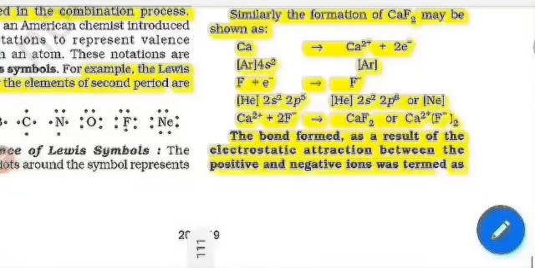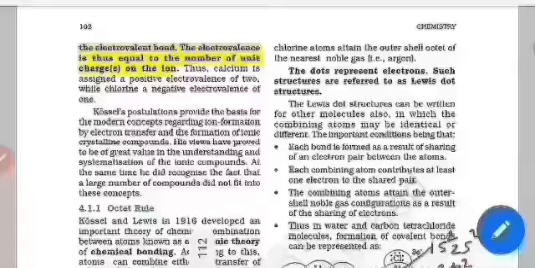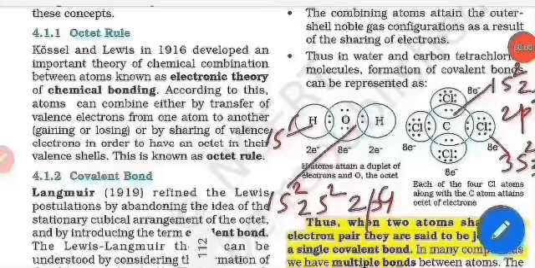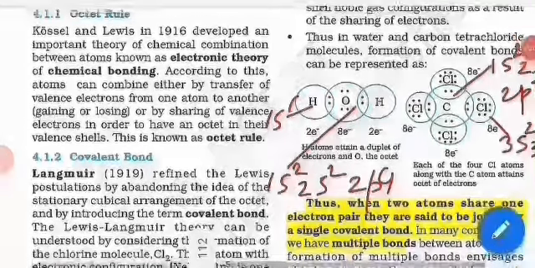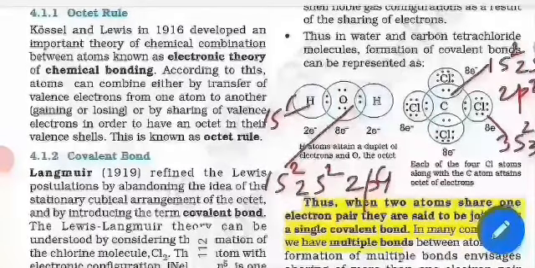Now the bond formed as a result of the electrostatic attraction between the positive and negative ions is termed an ionic bond, or it can also be termed an electrostatic bond. Now in this way atoms can complete their octet, or we can say that atoms complete 8 electrons in their outermost shell.